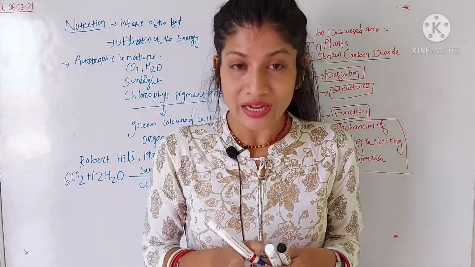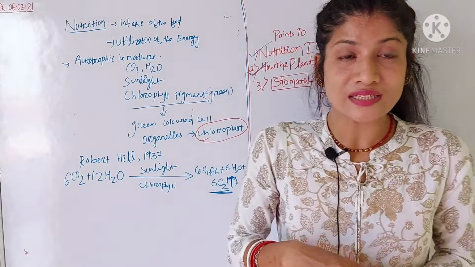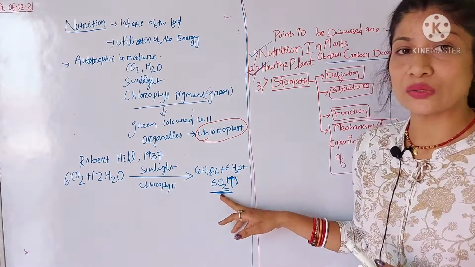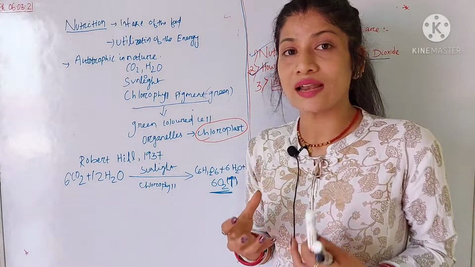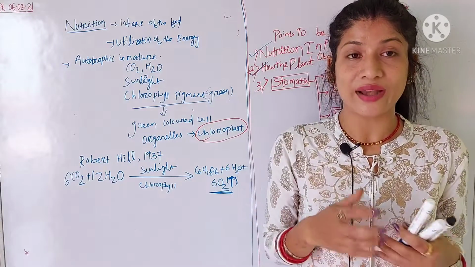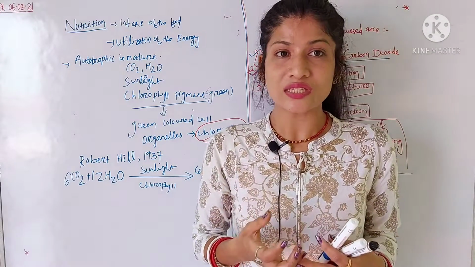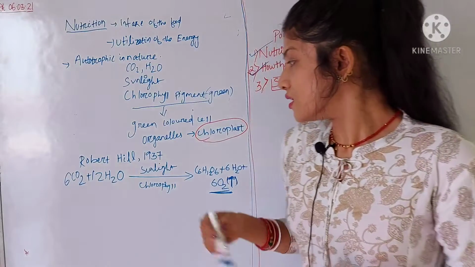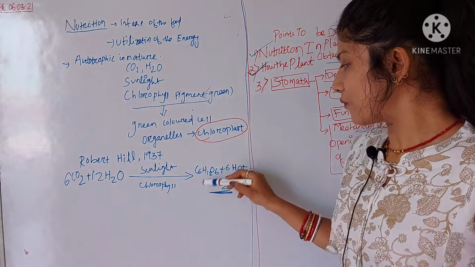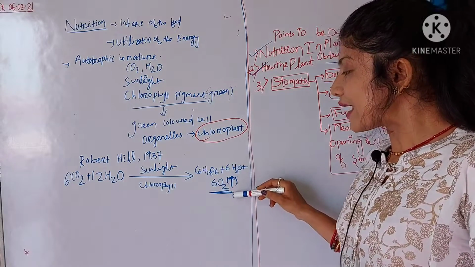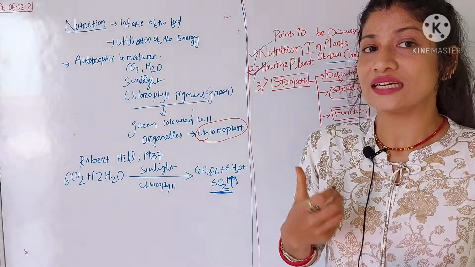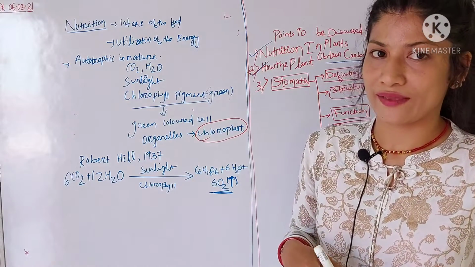Here the oxygen is produced and released into the atmosphere as oxygen is the life supporting gas. During the process of photosynthesis, which gas is released into the air? The oxygen gas is released into the air. Without oxygen we cannot exist. We need oxygen for our breathing.